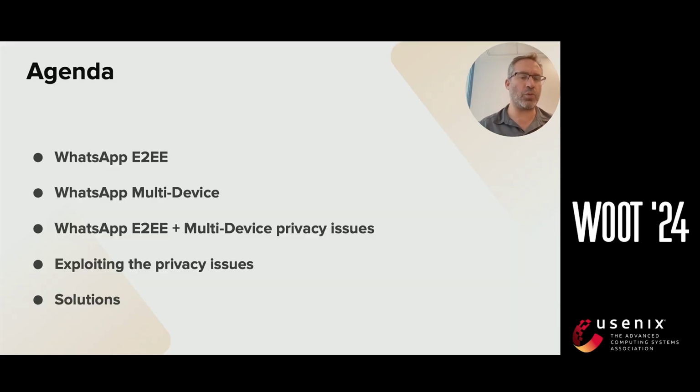So what are we going to talk about today? We'll start with an intro, reminding ourselves how WhatsApp end-to-end encryption works based on the Signal protocol. Then we'll discuss briefly WhatsApp multi-device, and summing it up together, we'll see that when used in conjunction, end-to-end encryption and multi-device privacy creates some issues. And we'll talk about how attackers may exploit this privacy issue and provide solutions and directions for further research.